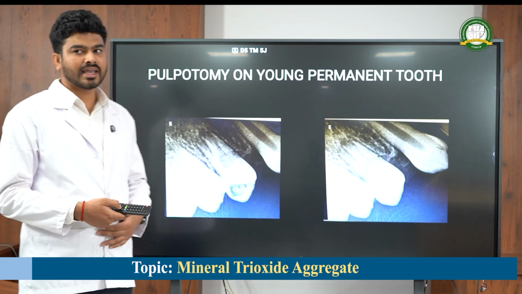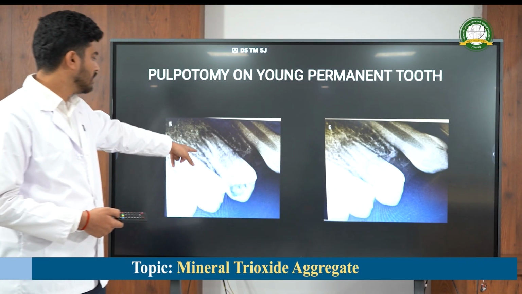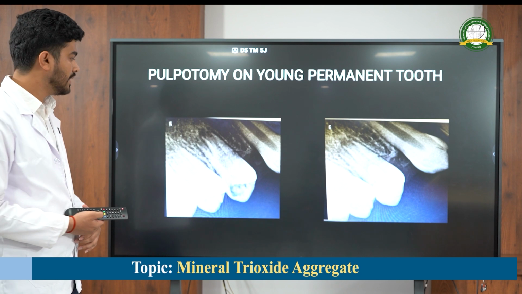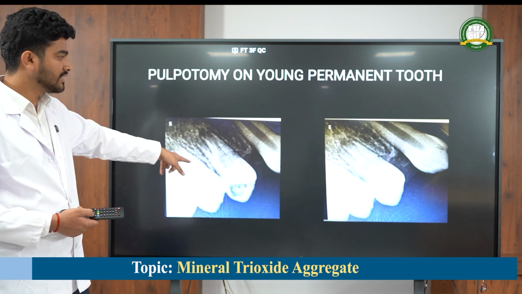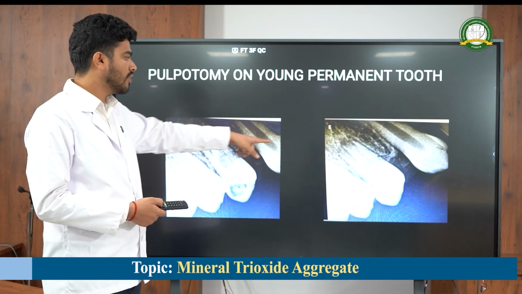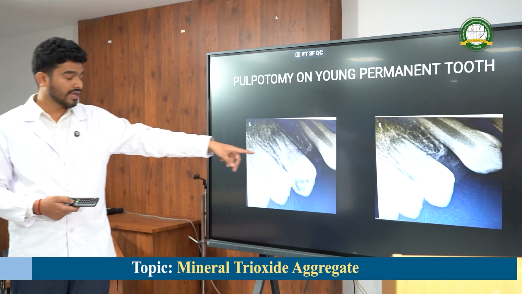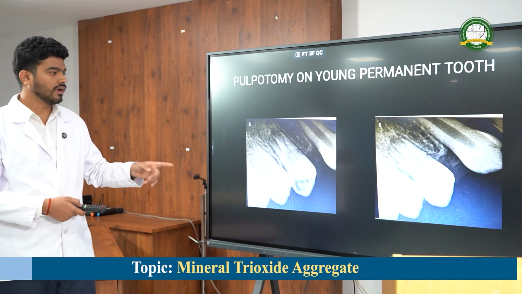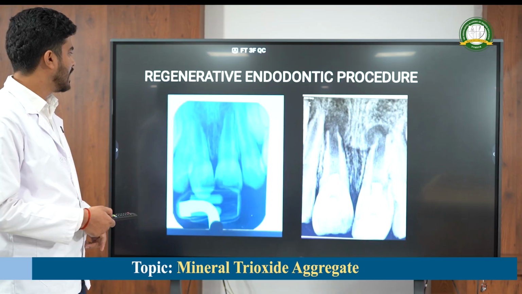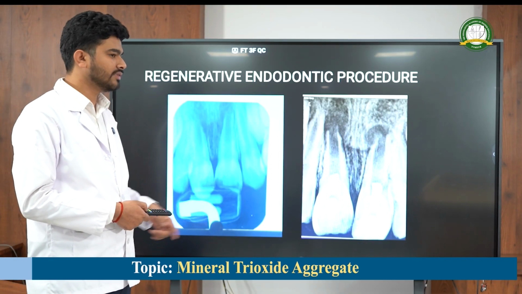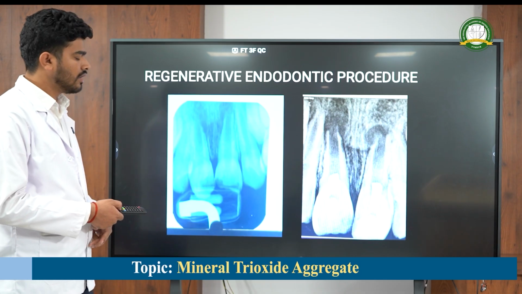So these are some of the cases that I did. In this case of an immature permanent premolar, there was caries reaching the pulp chamber, and we did pulpotomy treatment with MTA. This is an apexification case, and this is a regenerative endodontic treatment case where MTA is placed on the coronal pulp chamber.